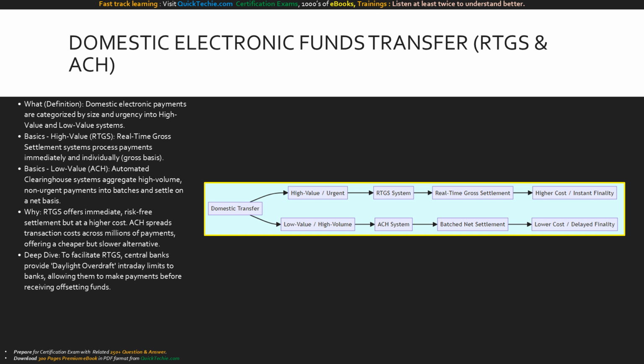On the top path, high-value transfers route through the RTGS system, processing payments immediately and individually on a gross basis, providing instant finality. On the bottom path, low-value transfers route through the ACH system, aggregating into large batches and settling on a net basis, which optimizes transaction costs but delays finality.